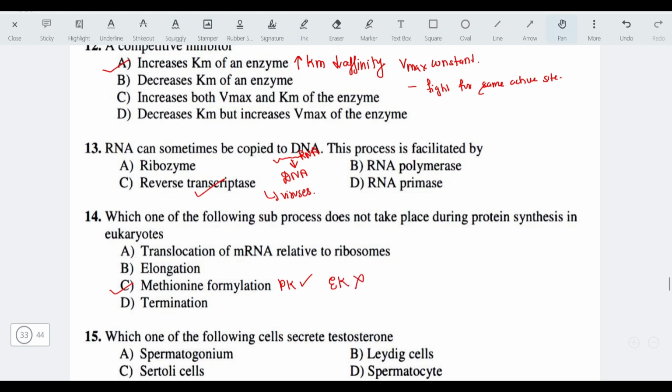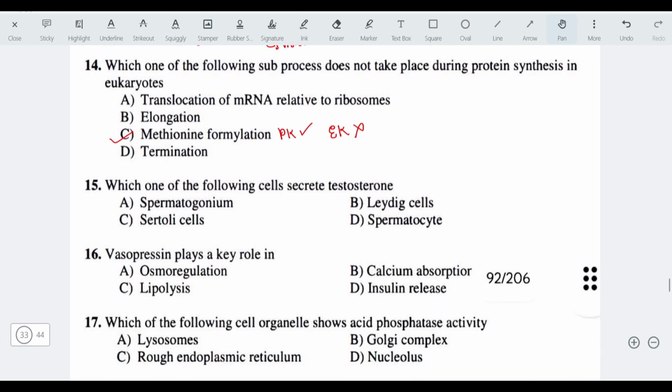Next question: which one of the following cells secrete testosterone? Important question. Testosterone is secreted by the Leydig cells which are present in the testes, right? And Sertoli cells, what is their role? They are nurse cells, meaning they provide nourishment. And spermatogonium and spermatocyte, they are involved in spermatogenesis.